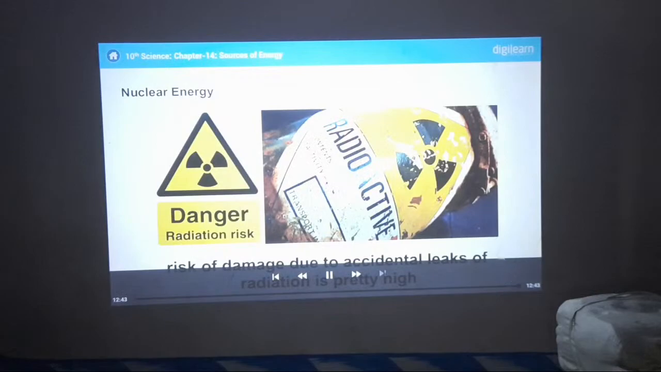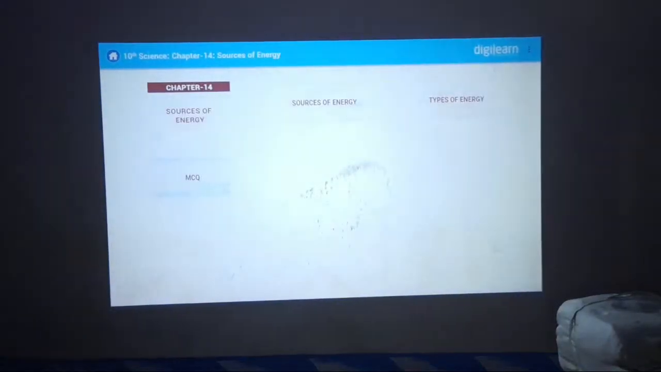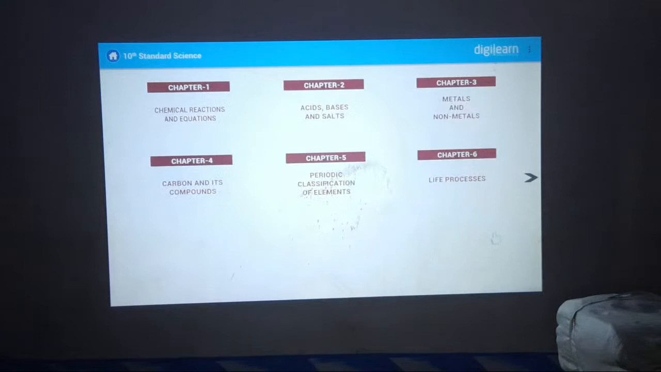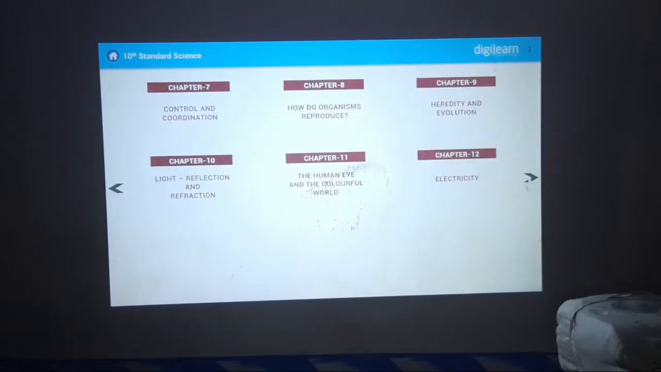Okay, this completes the alternate sources of energy, and we have the last lesson: the human eye and the colorful world. This is not for 10th standard students. For the people who are studying right now in the 9th, it will be useful for upcoming classes. I'll play this at the last. Before that, I'll play once again the chapter Light, which I already played in a previous session.